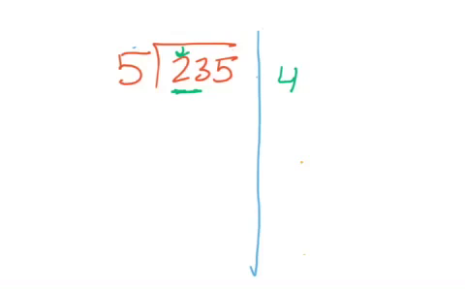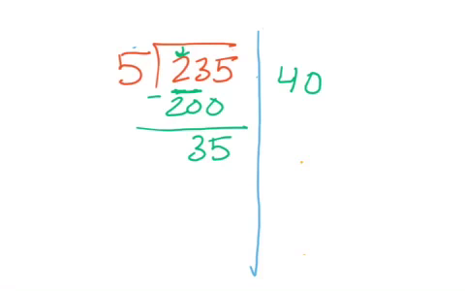Now, when I'm multiplying, again, I want to take a big chunk out of the number. So if I just multiplied 5 times 4 and got 20, that wouldn't really take a big chunk out of my number. Instead, I'm going to multiply 5 times 40. 5 times 40 is going to give me 200 to subtract. 235 minus 200 gives me only 35 left.